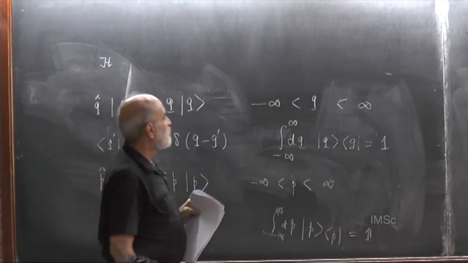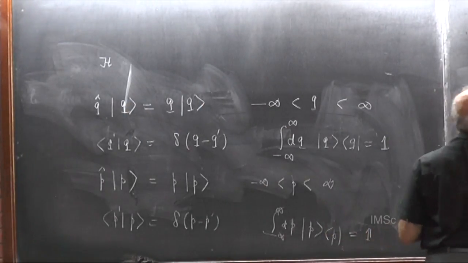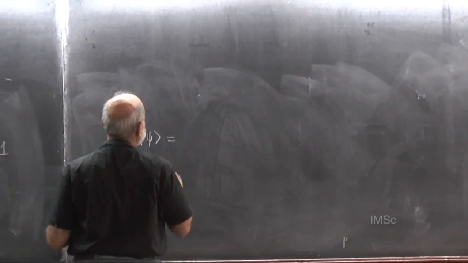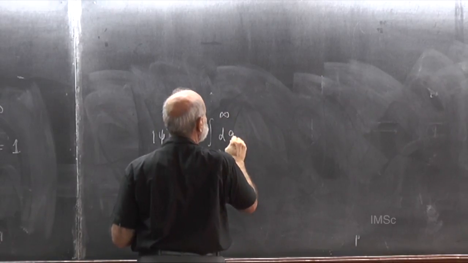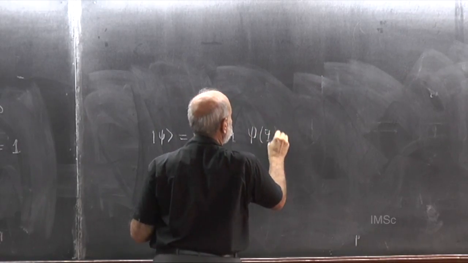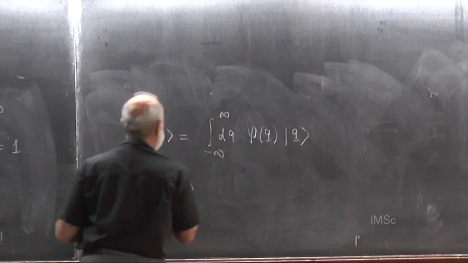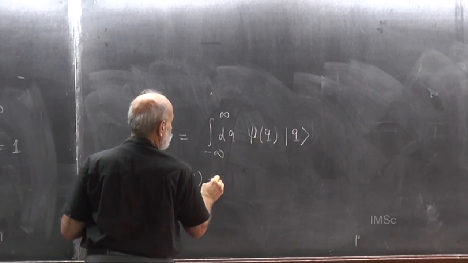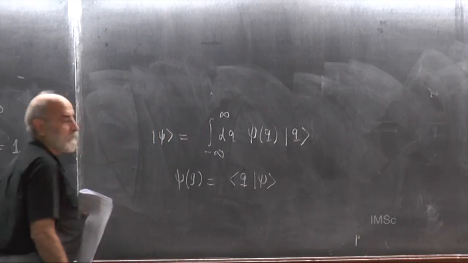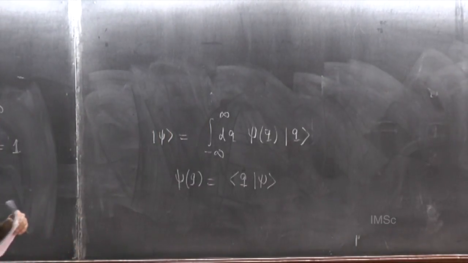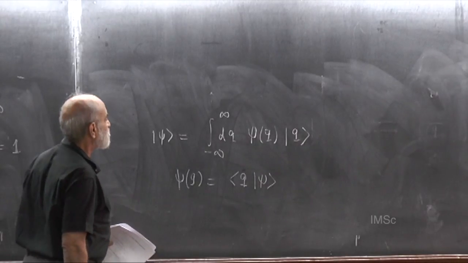These two properties then allow you to write any vector in the Hilbert space in terms of a superposition of the coordinate eigenstates, and this psi of q is the coordinate representation of the vector psi. This allows you to associate with any vector psi what we call a coordinate wave function.